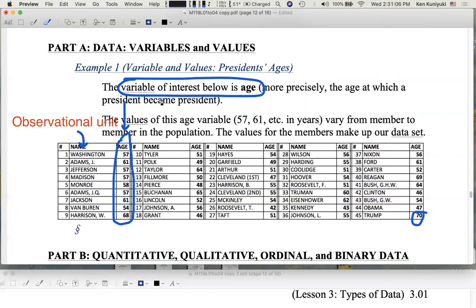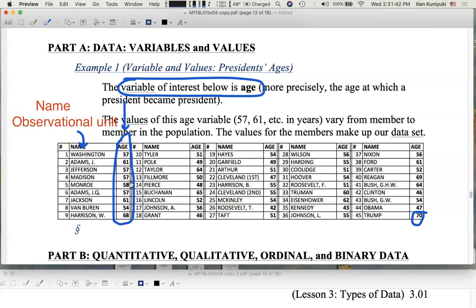So again, the key variable of interest here is the age, more precisely the age at which a president became president. However, another variable of interest here is the name. So for example, this person who was 61 years old was John Adams. We also had Andrew Jackson over here, who is the same age. Now the values of the age variable, 57 years, like these guys, 61 years, like these guys, and so on. These values vary from member to member.